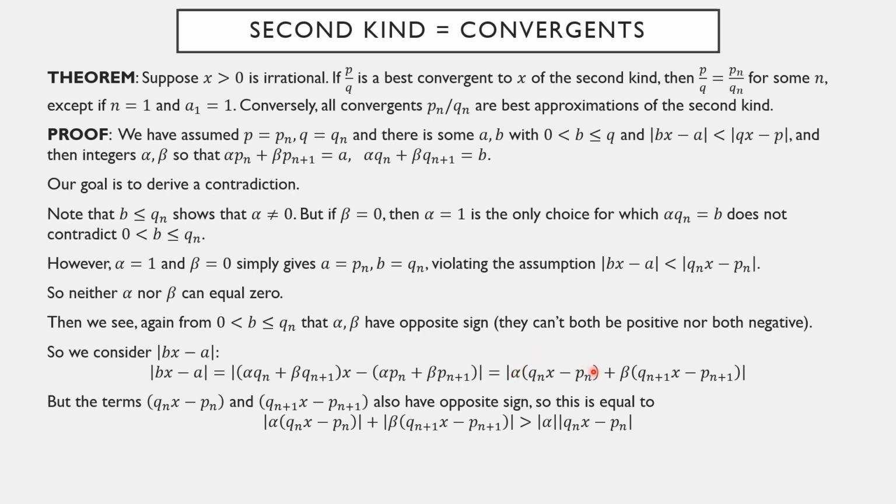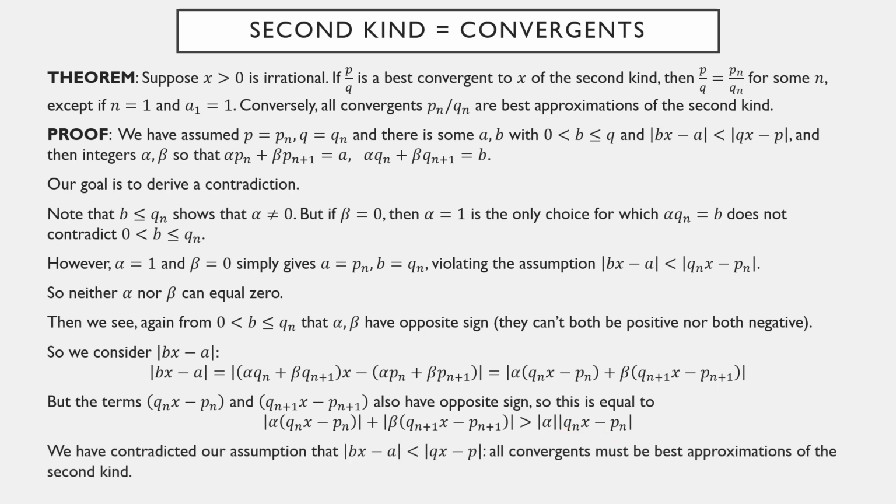Or this was negative and this was negative, in which case when you add them you have a negative, but this will still be equal to the sum of these two absolute values here. Okay. And now all we do is we ignore this second term right here. Okay, so this sum is strictly bigger than this one, and we factored the alpha out of it.